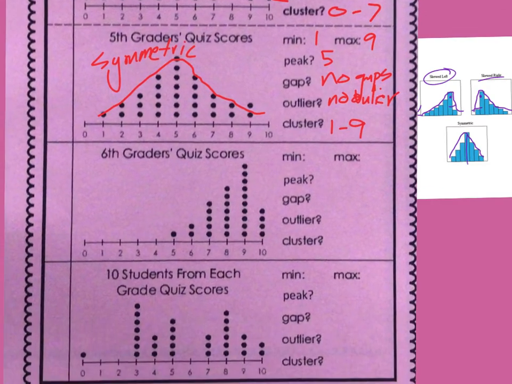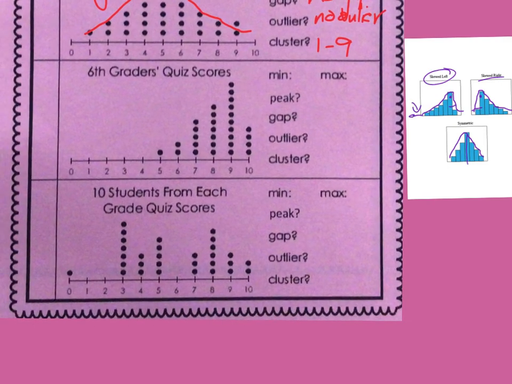Okay, so now let's take a look at this next one. These are the 6th graders taking the 6th grade quiz. So we see some really good scores here. Our minimum is 5. Our maximum is 10. We have a peak at 9. We have a gap from 0 to 4. Do we have any outliers? None. No outliers. Do we have a cluster? Yes, from 5 to 10.